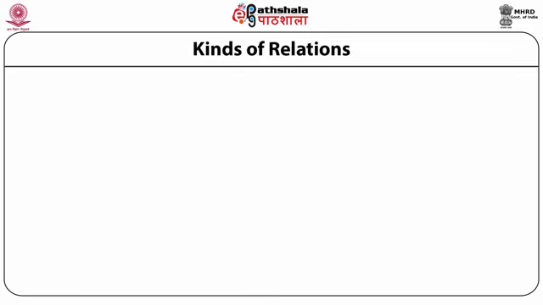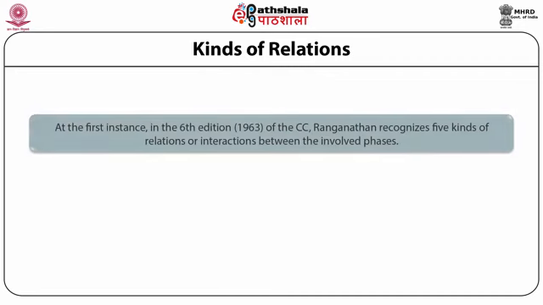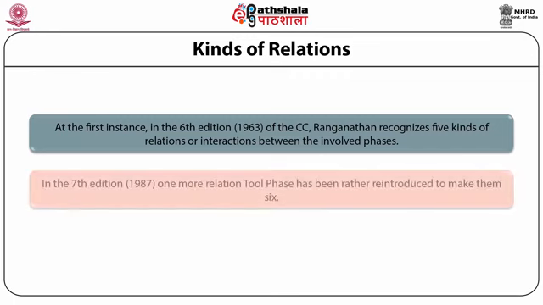Kinds of relation between phases. At the first instance, in the 6th edition of CC, Ranganathan recognizes 5 kinds of relations or interrelations between the involved phases. In the 7th edition, one more relation, that is tool phase, has been introduced to make them 6.